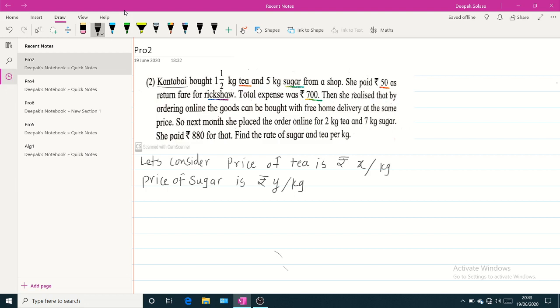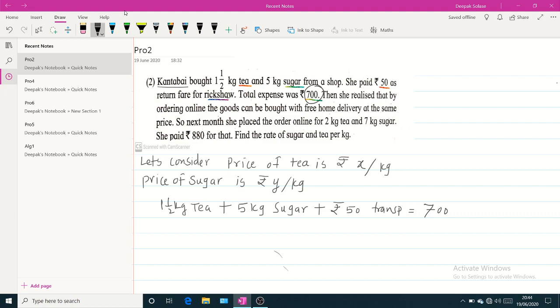So what is her total expenditure? The total expenditure is 1.5 kg of tea, plus 5 kg of sugar she bought, plus 50 rupees for transport. She used a rickshaw. The whole expenditure is equal to rupees 700, so I'm writing 700 here.